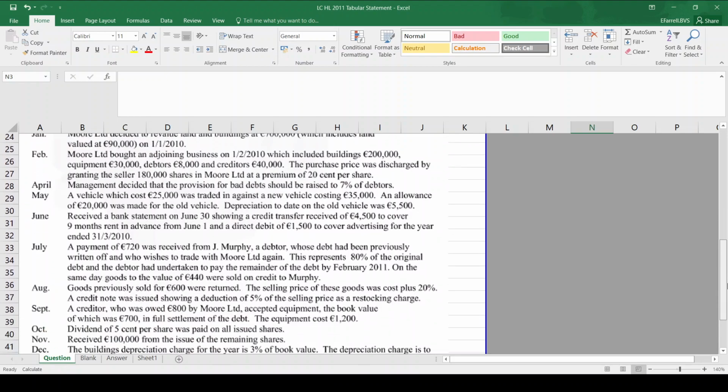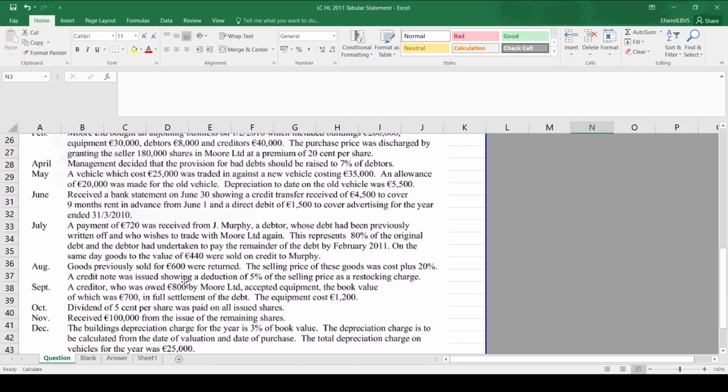The next entry, July. July says a payment of 720 was received from J. Murphy, a debtor who was previously written off and wishes to trade with us again. This represents 80% of the original debt, and the debtor has undertaken to pay the remainder by February next year. So basically, this person was previously written off as a bad debt. He's now going to give us the money. He's given us 720, which is 80%, and he's going to give us the other 20% next year.